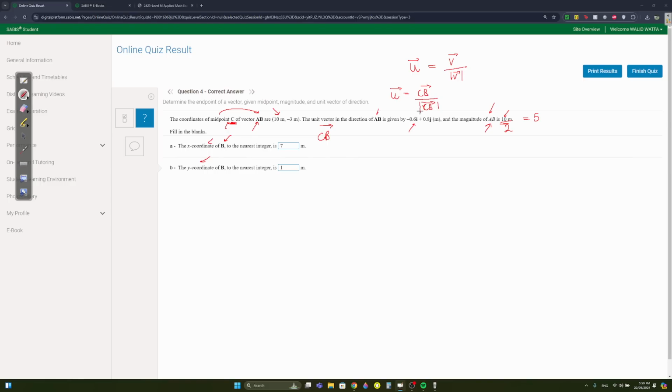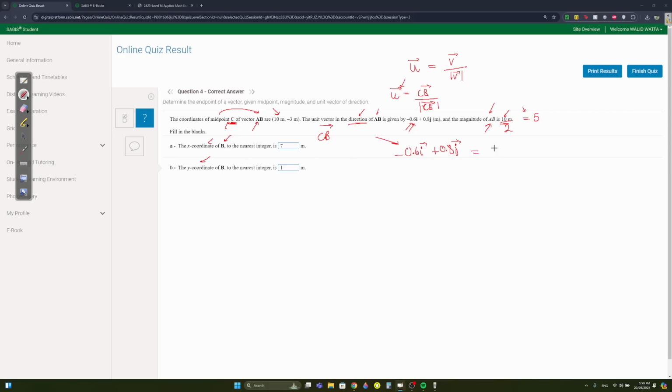The vector CB is in the same direction as this, so we're going to say it's minus 0.6i plus 0.8j. With unit vectors, it doesn't matter, because a unit vector is just talking about the direction. If they're in the same direction, which in this case they are, you don't have to divide by 2. The only thing we're dividing by 2 is the magnitude. Sorry, this was the unit vector.